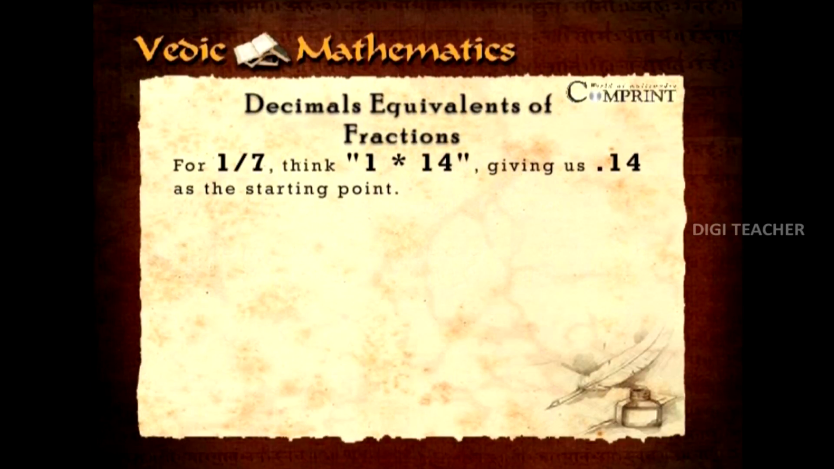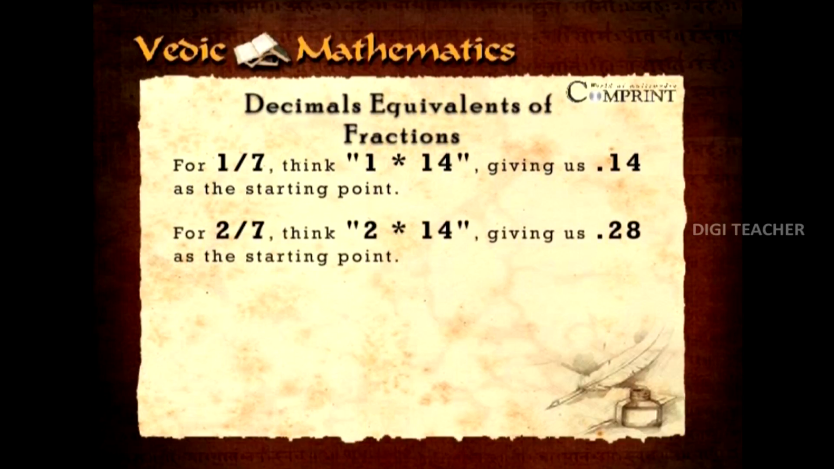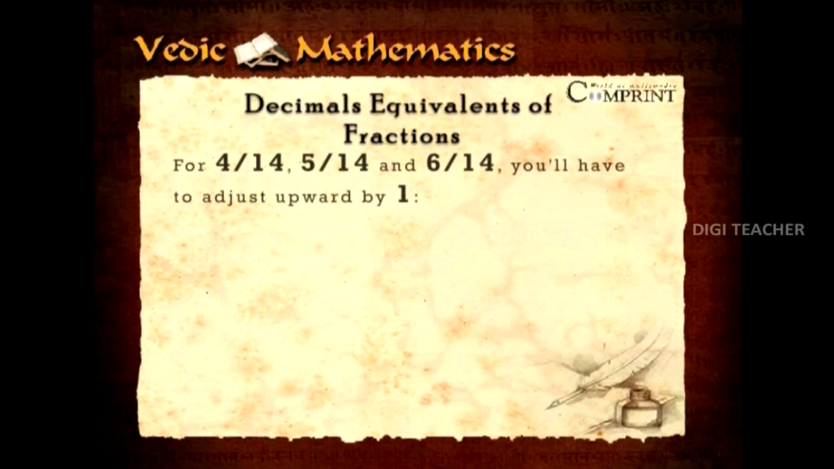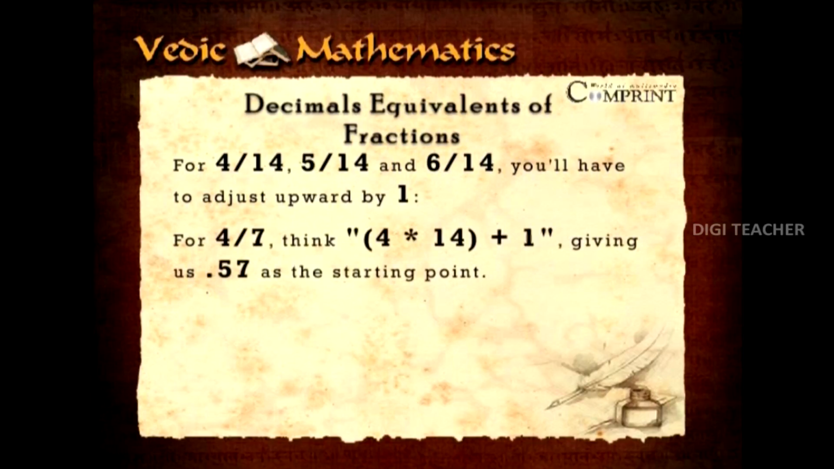For 1/7, think 1 multiplied by 14 giving us 0.14 as the starting point. For 2/7, think 2 multiplied by 14 giving us 0.28. And for 3/7, think 3 multiplied by 14 giving us 0.42 as the starting point. For 4/7, 5/7 and 6/7, you will have to adjust upward by 1.